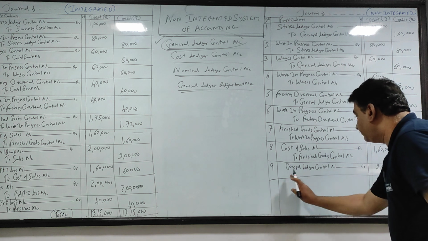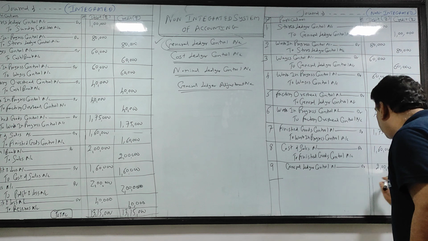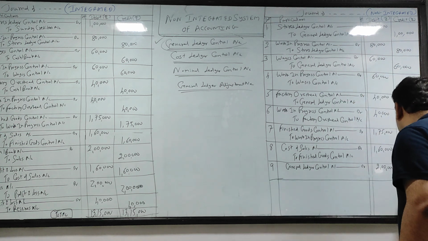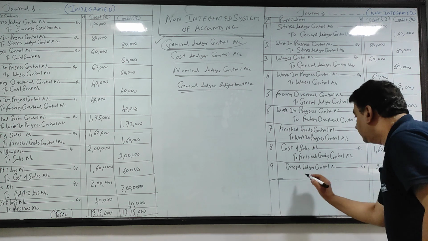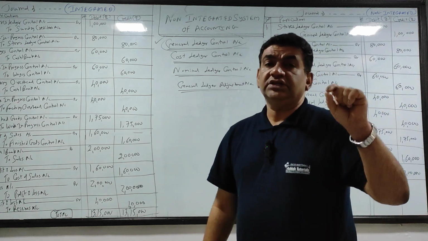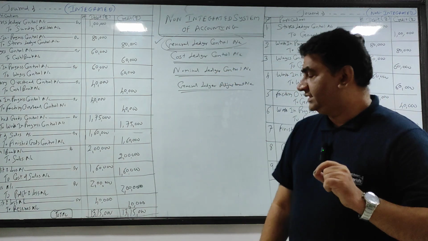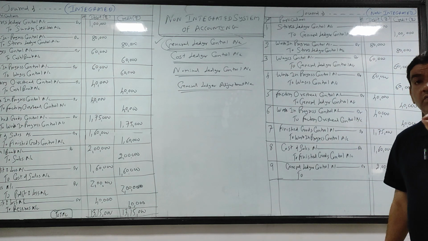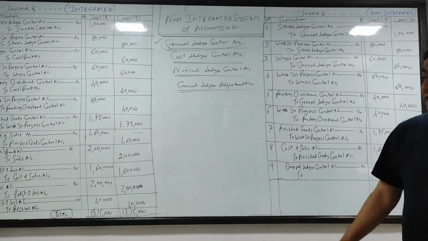Now guys, just be careful what I say for the credit part. General ledger control account debit 2 lakhs. Now what do I do for the credit part?